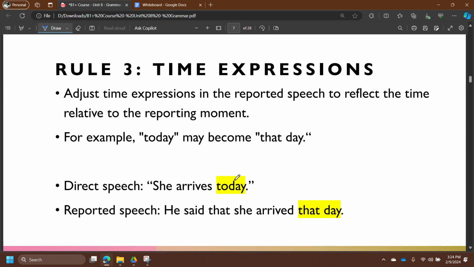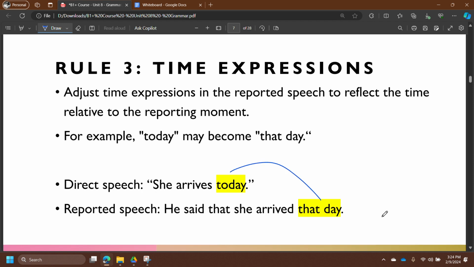Rule number 3, time expressions. So we adjust the time expressions, guys, in the reported speech to reflect the time relative to the reporting moment. For example, today may become that day, and tomorrow may become the following day, and so on. In direct speech, the person says she arrives today, and in the reported speech, he said that she arrived that day. So instead of today, it becomes that day.